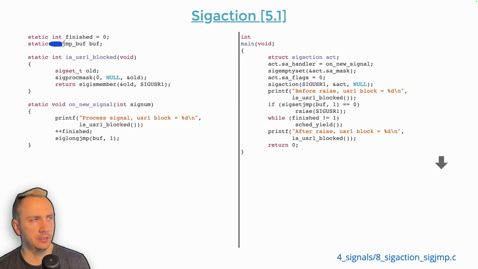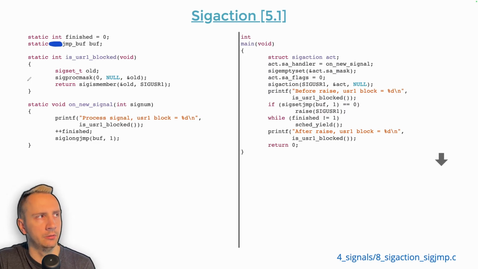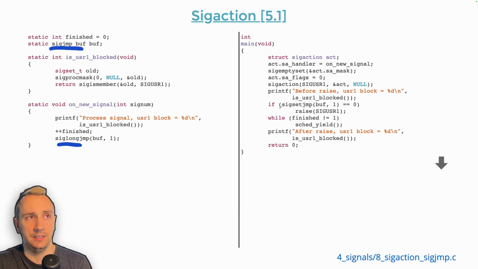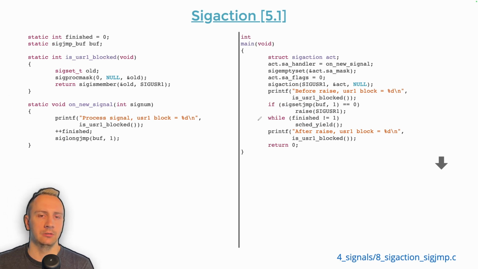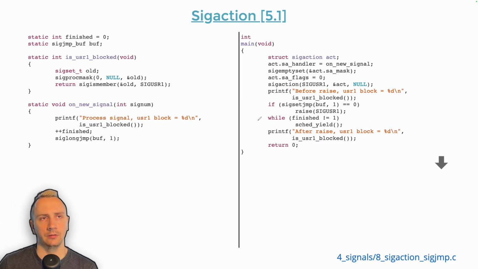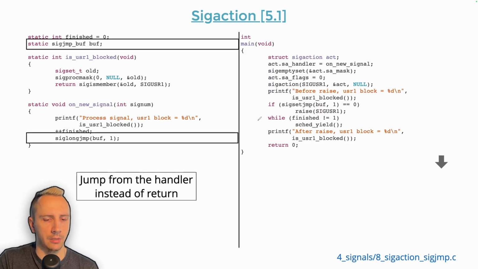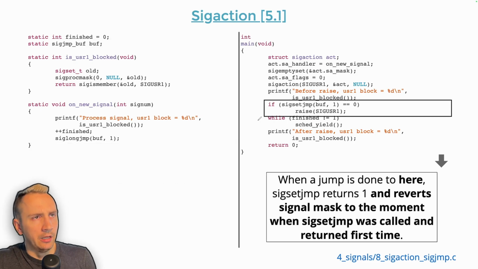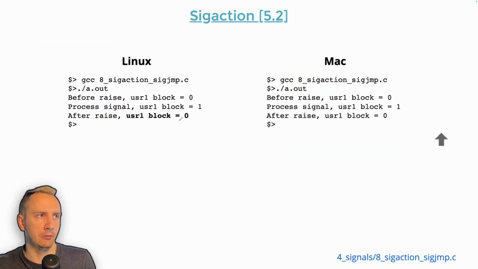But for some reason they decided to add it to the standard library, and now we also have a parallel implementation of those jumps called sigjmp_buf, siglongjmp, sigsetjmp. They do all the same as what the normal jumps are doing, but also they preserve the thread signal mask. And then it works identically on Mac and on Linux. So if we run it, we see that now on Linux it's also restored because the signal mask is part of the context here.